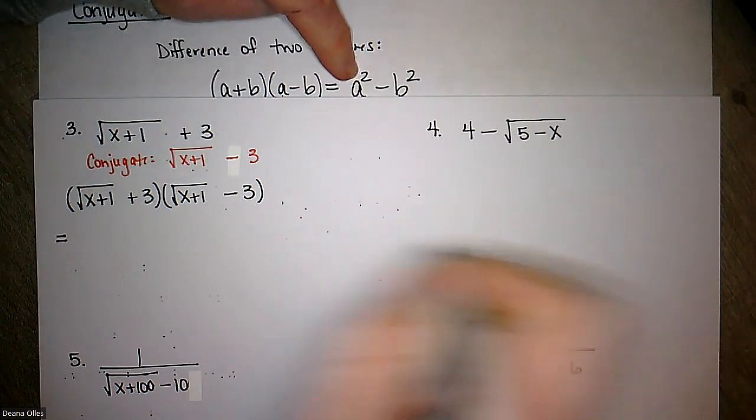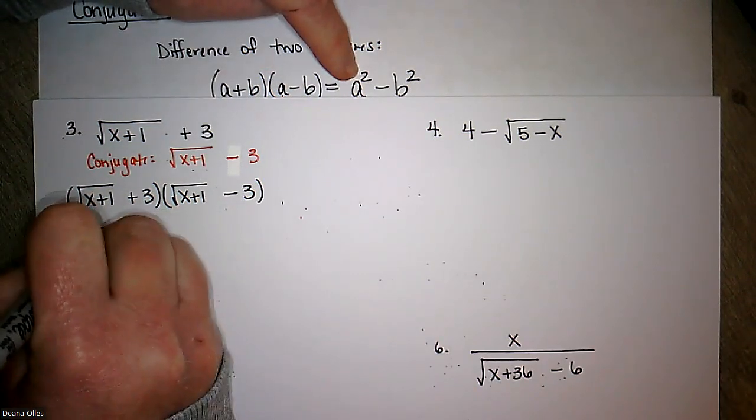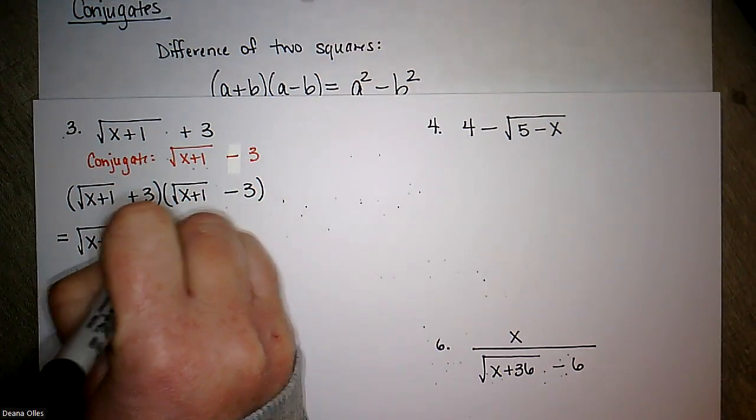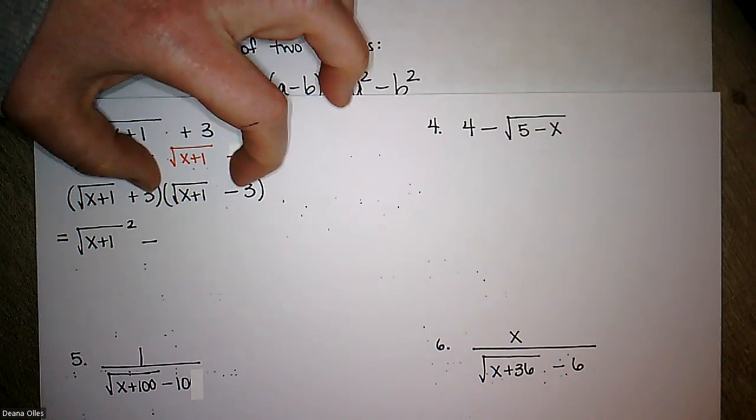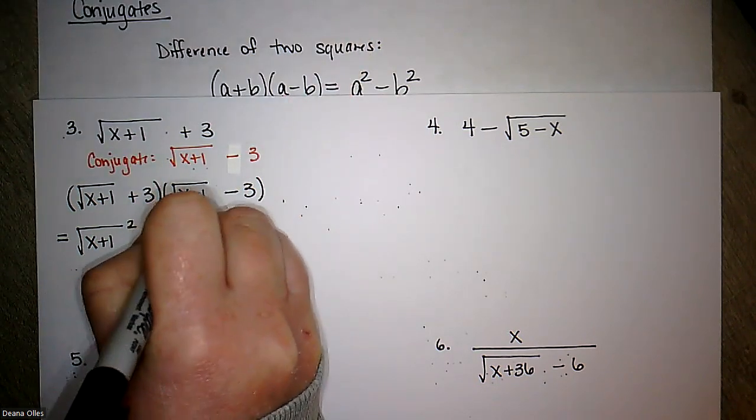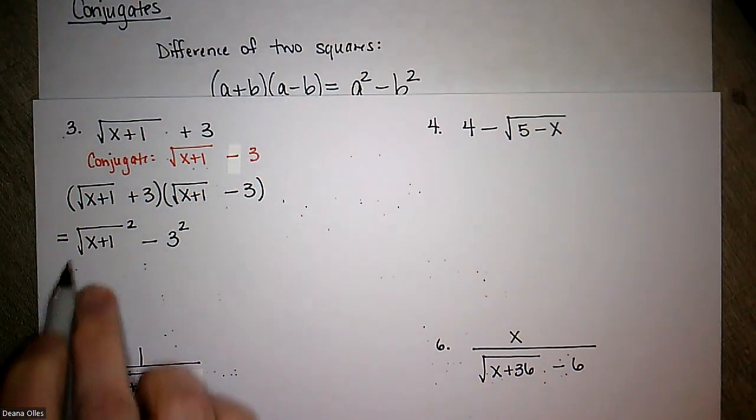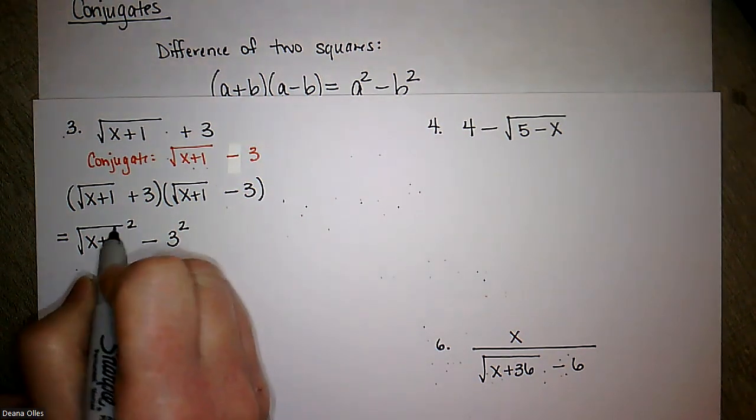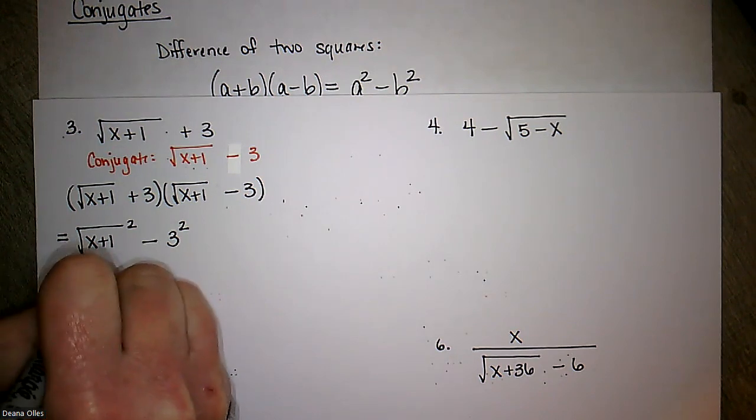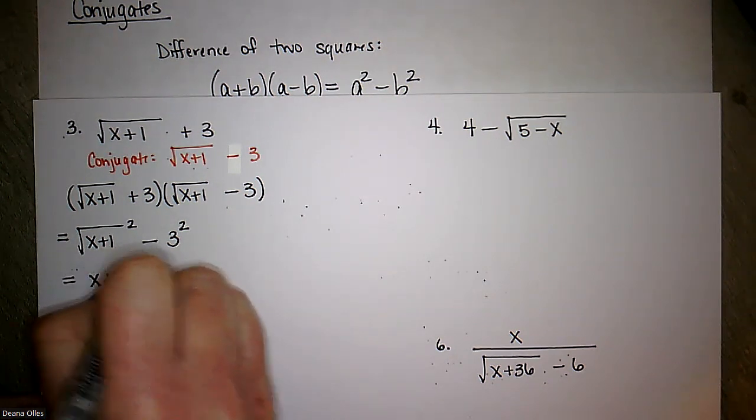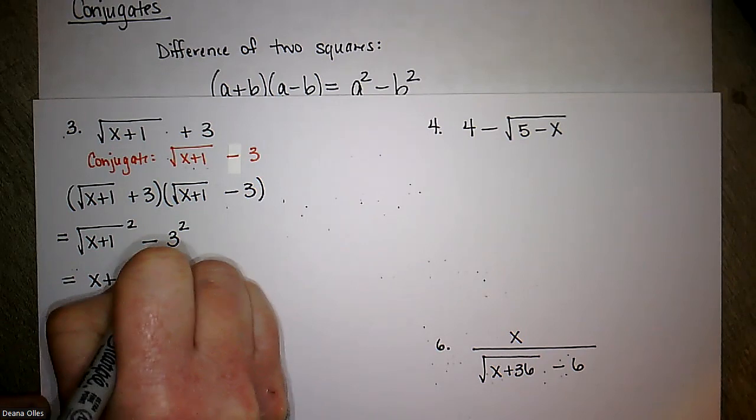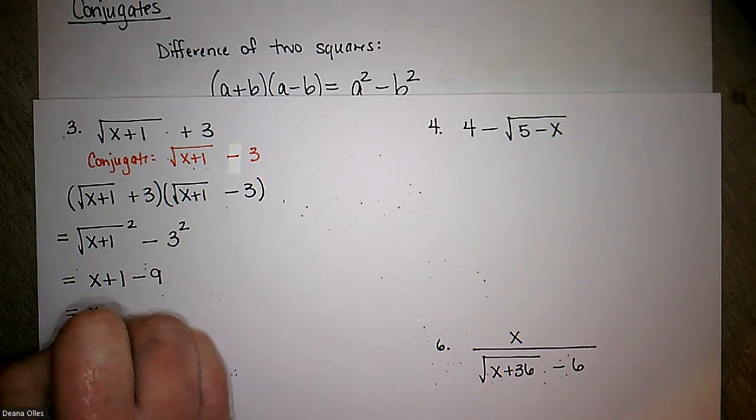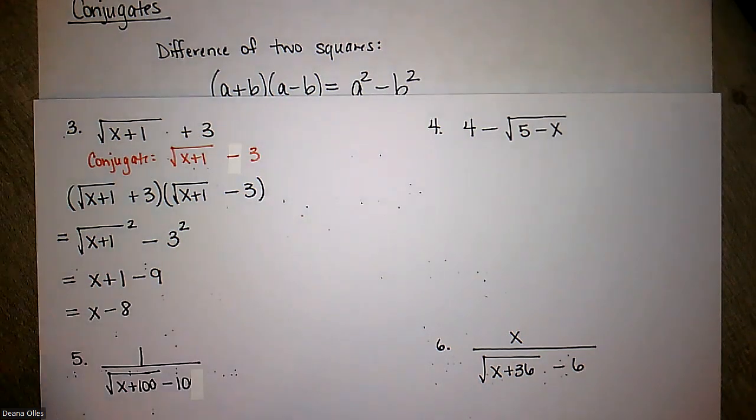So we need root x plus 1 squared minus the b in this case is 3, so we need 3 squared. So I just did a squared minus b squared. That's it. And when I square a square root, that cancels, leaving me with x plus 1. When I square 3, I get 9. And I can clean this up a teeny bit more because 1 minus 9 is negative 8.